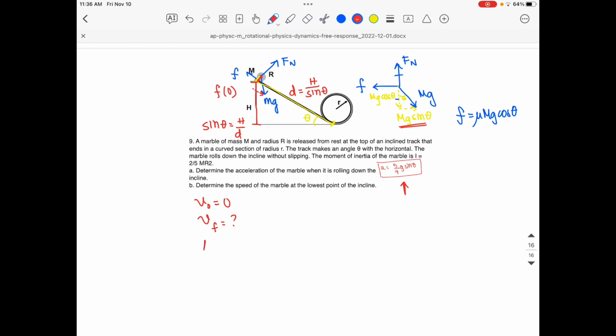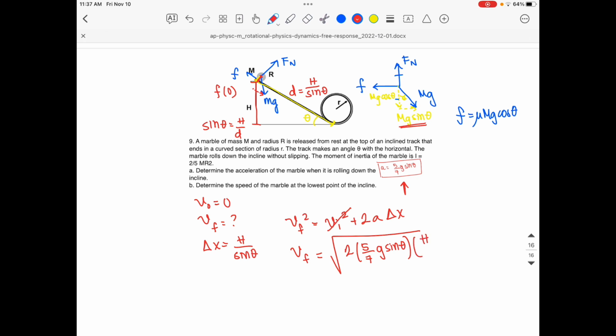So that's going to be my delta x, if I just rotate the axis and call that slanted ramp my x direction. And then from there, you can use your simple kinematics equation. The one that works is v final squared equals v initial squared plus 2a delta x. And then my initial velocity cancels out. My v final, I can even just square root 2 times 5/7 g sine theta times h over sine theta. And you can see that that reduces down, and I'll let you simplify that on your own.